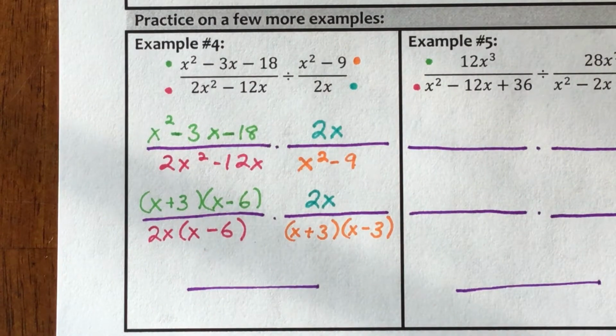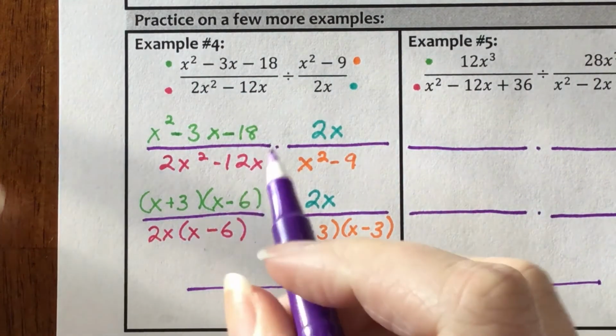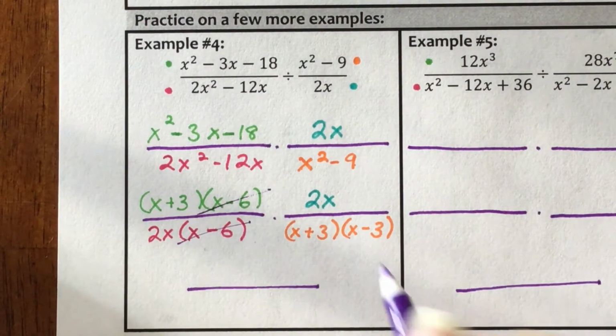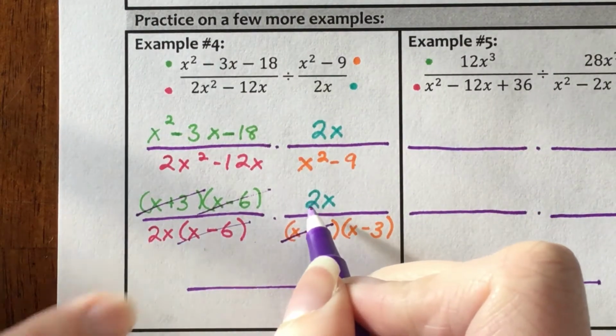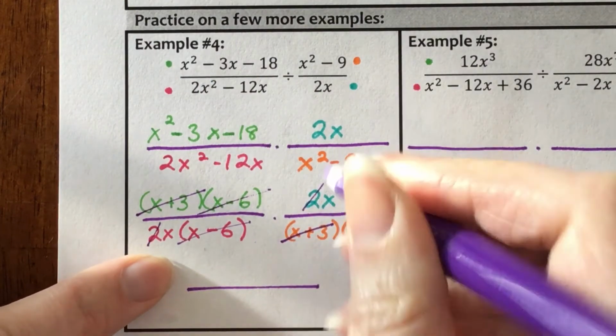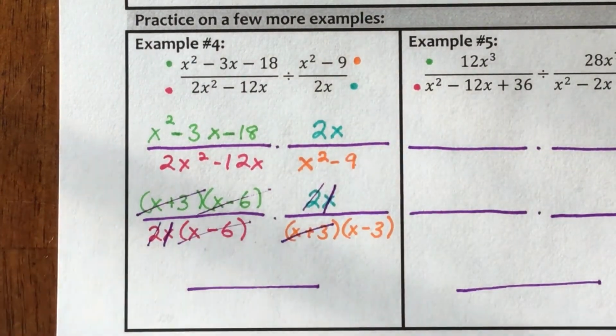And now we just cancel. We cross stuff out. We have an x minus 6 top and bottom, cross, cross. We have an x plus 3 top and bottom, cross, cross. And we have a 2 on top and bottom, cross, cross. We also just have an x top and bottom, cross, cross. So all that is remaining is the x minus 3.